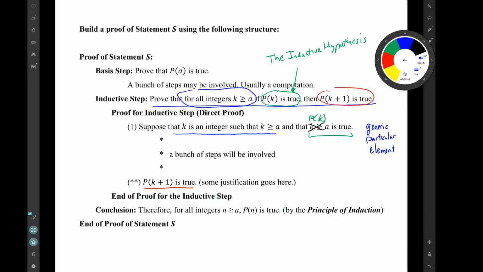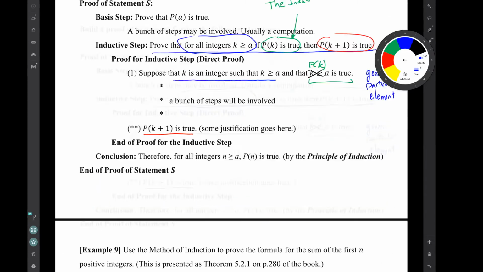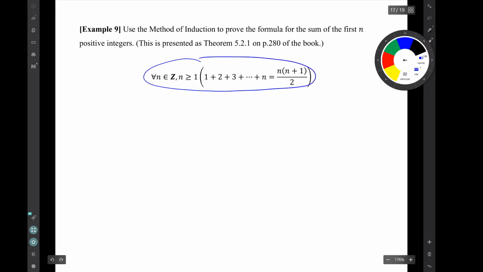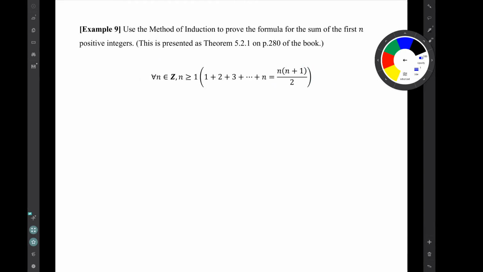Let's use this to prove something. Let's use the method of induction to prove the formula for the sum of the first n positive integers. So we've already proven this. This is this equation that we've already got verified. But let's prove it again using the principle of induction. Let's set up the proof. First of all, let's do the preliminary work.